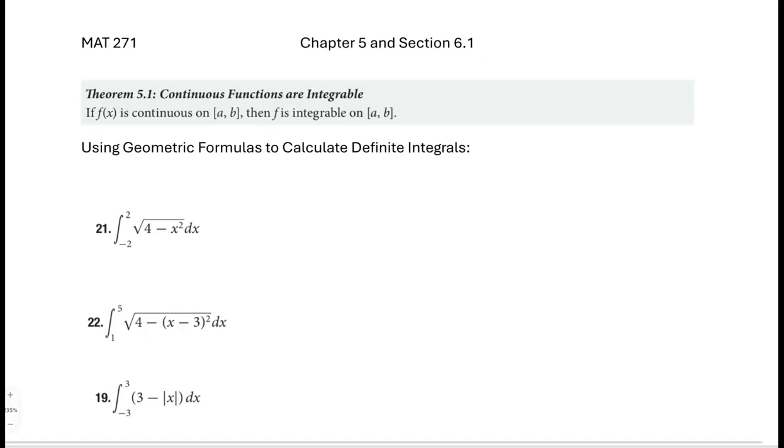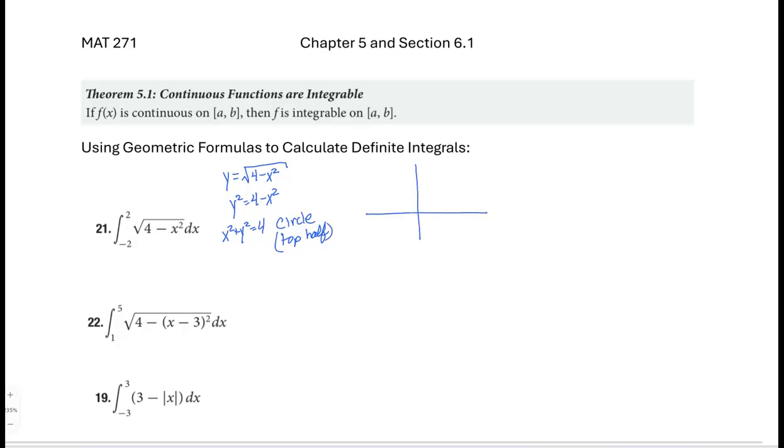So let's draw a picture of what's going on. We are looking in this case at the function y equals the square root of 4 minus x squared. So let's do some fancy math here. If I square both sides and then move that x squared to the other side, this is a circle. Now, because we're looking at the positive square root, this is the top half of the circle.